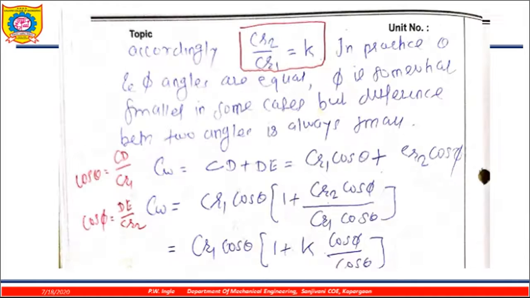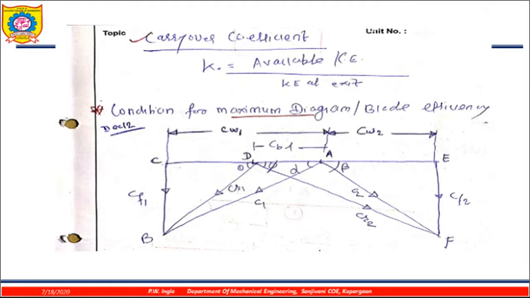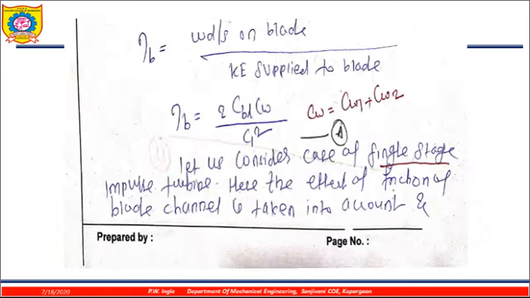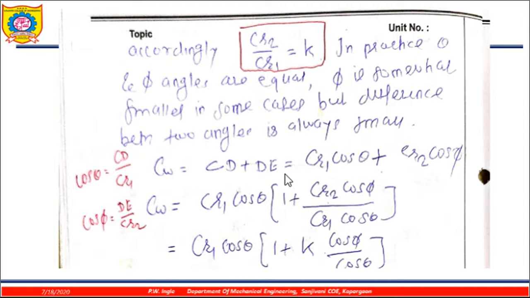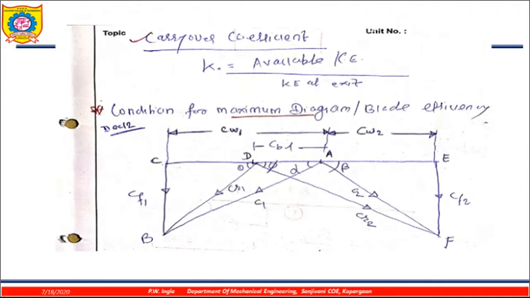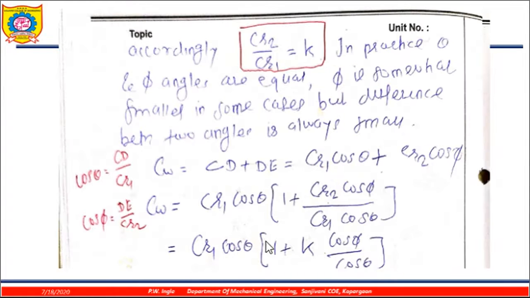Here cos theta is CD upon CR1, so CD is CR1 cos theta. Similarly for DE, cos phi is DE upon CR2, adjacent upon hypotenuse. Therefore CW equals CD plus DE, which equals CR1 cos theta plus CR2 cos phi.